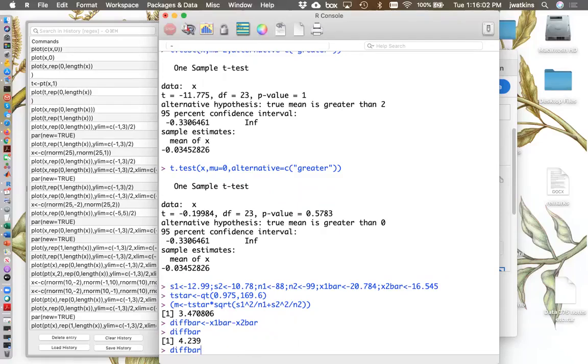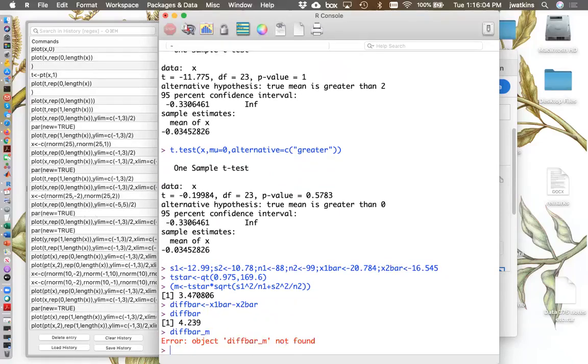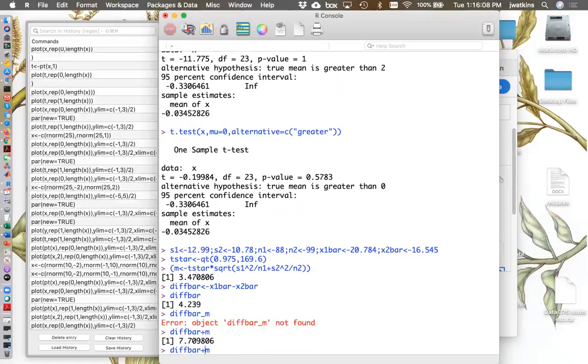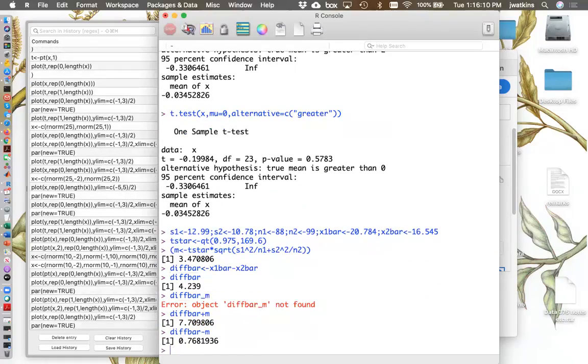So diff bar plus M is 7.7 and minus M is 0.076. Okay, so if I wanted to change to a 98% confidence interval, all I would have to do is replace T star with QT. If I wanted a 90% confidence interval, let's say I'd go 0.95, and then everything else would stay the same.